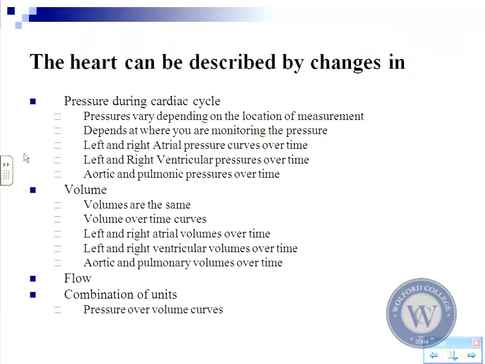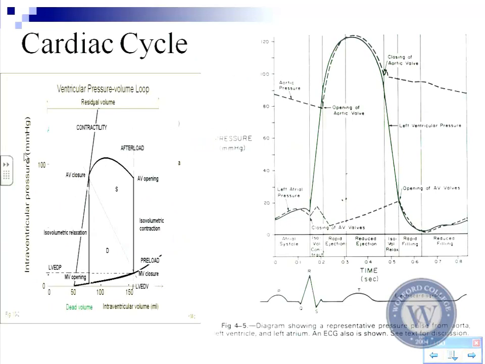So the heart can be described by changes in pressure during the cardiac cycle. The pressures vary depending on the location of measurement. That's one thing that's important. When you're looking at this pressure volume curve, this is a measurement of intraventricular pressures, in this case the left ventricle. If you were to make a pressure volume curve for the right atrium, it would look different than this. We don't ever use that because the atrium is really not that important in the sense of survival. If you lose the atrium, you'll still function just fine. You just lose preload.